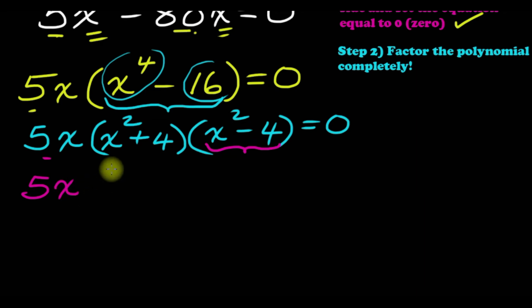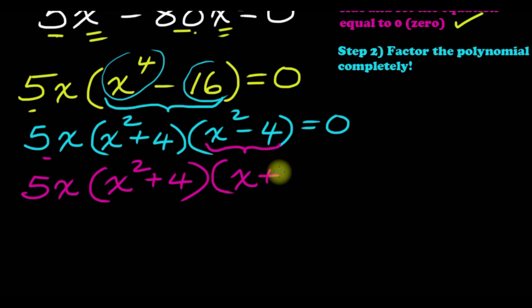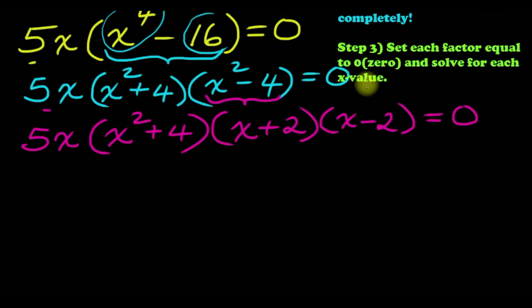So let's bring down the 5x, x squared plus 4. And then x squared minus 4 can be factored into x plus 2 times x minus 2. And then that equals 0. Step 3 is to set each one equal to 0 and then solve for x. Okay, so we have 5x equals 0.